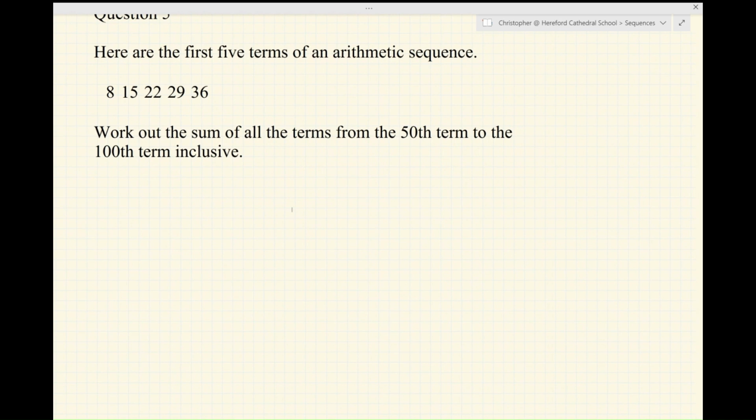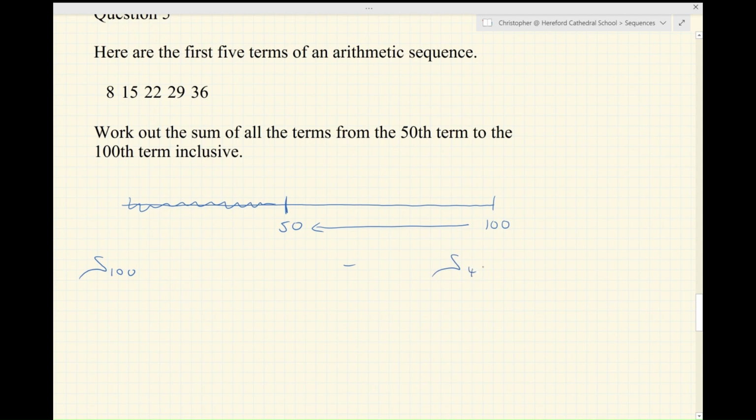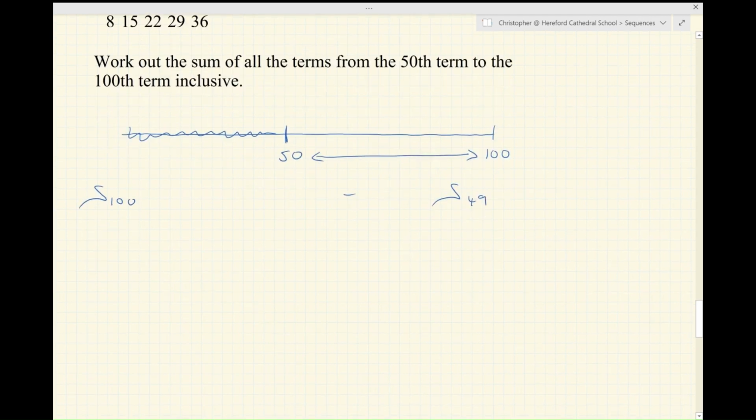Right, I know how to work out the sum of all the first 100 terms. But we don't want the sum of all the 100 terms. We want to lop off all these ones because we only want the sum of the terms from the 50th to the 100th. So what I'm going to do is find the sum of the first 100 terms, and from there I'm going to subtract the sum of the first 49 terms, because then I'll be left just with the total of all the terms from the 50th to the 100th, including the 50th and including the 100th.